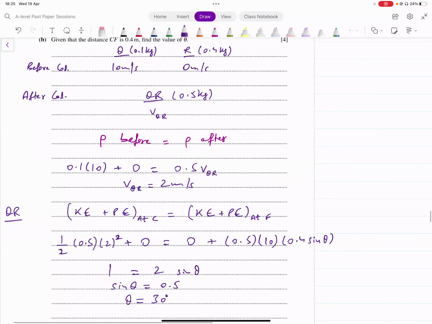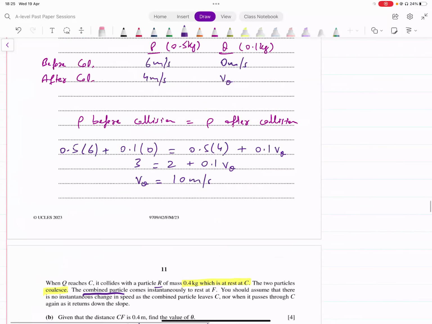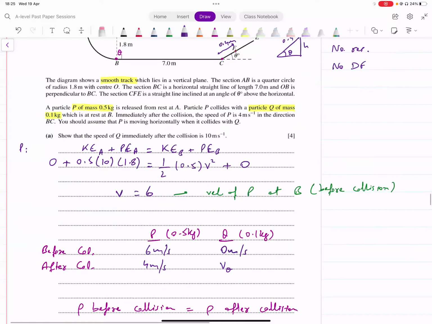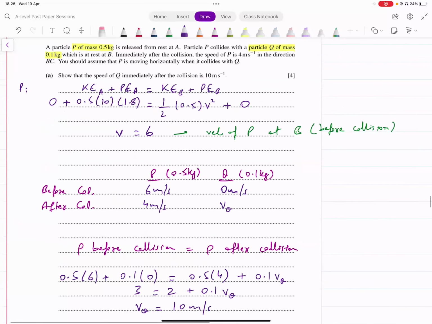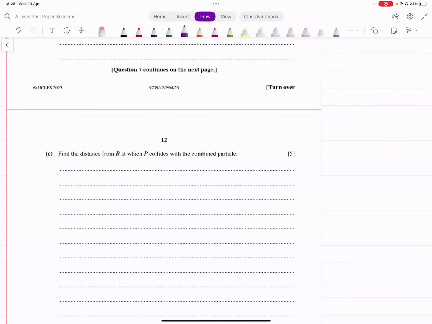ओके, लेट्स मूव ऑन. Part C now says find the distance from B at which P collides with the combined particle. Okay, so now what happens is ऊपर जाके वो पार्टिकल पर नीचे आ जाता है, दोबारा से नीचे आके फिर दोबारा से लेफ्ट में मूव करने लग जाएगा. ठीक है, अब आपने क्या करना है, आपने ये फाइंड करना है कि वो कितने डिस्टेंस पे जाके B से कितना डिस्टेंस है जब उसकी P से कोलिजन होती है.